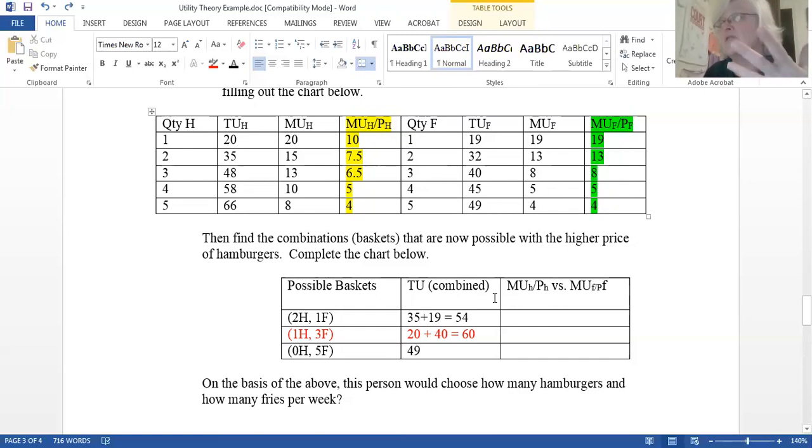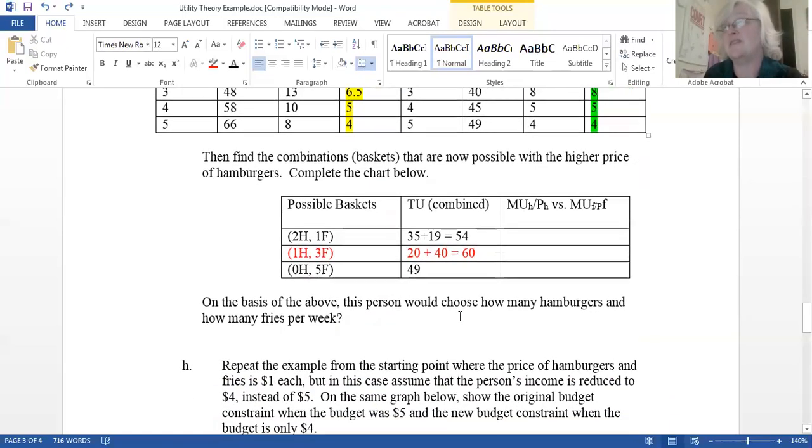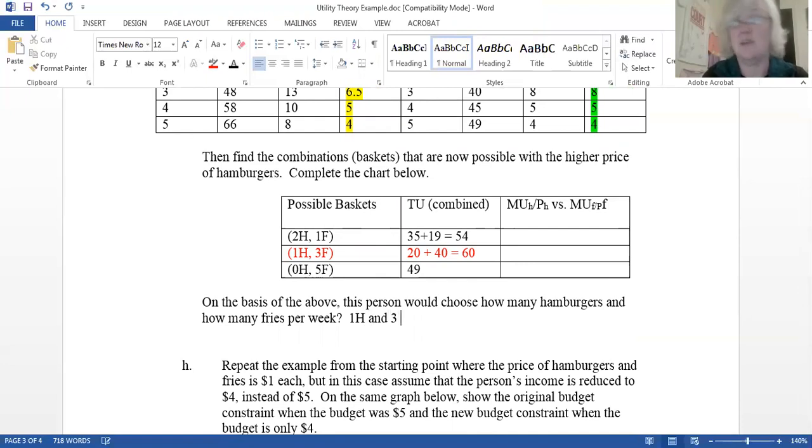So clearly you can see in both cases, right, this marginal utility per dollar idea, we still end up with the same result, that it's going to be 1 hamburger and 3 French fries. Okay, so either way, whether you allocate your money dollar for dollar, purchase for purchase, or if you work out the possible baskets and the total utilities combined, we're going to end up at the same answer. And that's really cool.